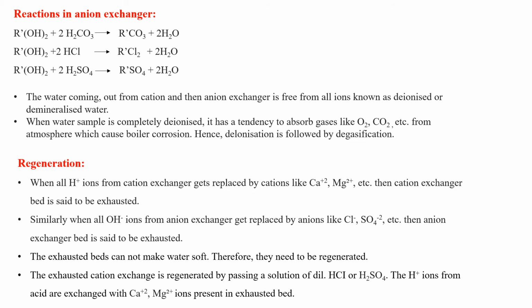Now what types of reactions take place in the anion exchanger resin? Let us see. The anion exchanger resin is generally represented as R-OH twice. Here, this is our acidic output from the cation exchanger resin. When we pass it through this anion exchanger resin, the anions are retained by the resin, and in exchange we get OH minus ions, which combine with H plus to give us water molecules. So the water coming out from the cation and then anion exchanger resin is free from all the ions, known as deionized or demineralized water.